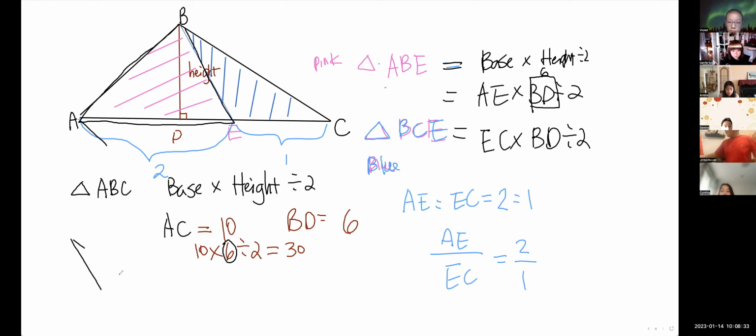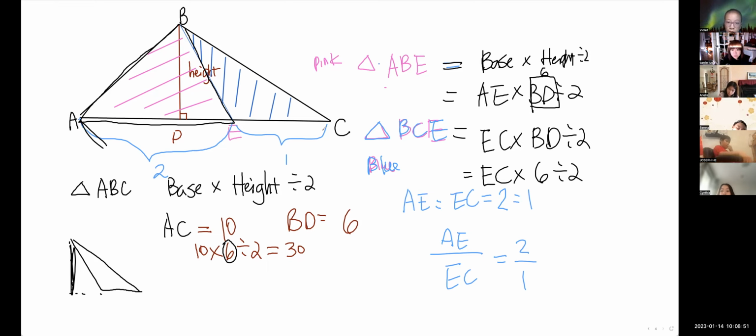Okay, everybody, when we see obtuse triangles, you need to know the height is actually outside. It's here. Get it? So it's the same thing. So still EC times 6 divided by 2. Everybody correct? Okay, but we know this one is 10 centimeters, but we don't know what AE is, what EC is, right? But let's take a look at this one, because AE times BD divided by 2. So AE and EC is 2 to 1.